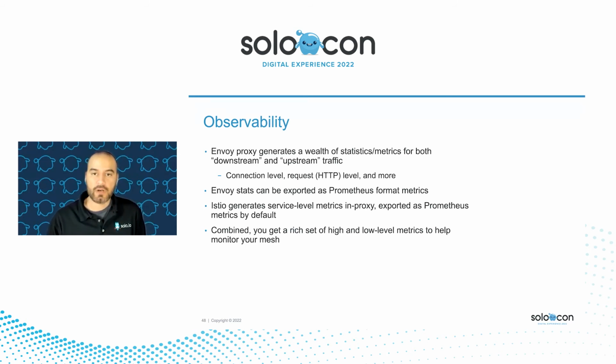The stats in Envoy can be exported as Prometheus metrics, which is becoming pretty much the de facto standard of Kubernetes style monitoring. On top of that, Istio has its own metrics that are generated in the proxy, and that provides service level style metrics. So you can think of what client is talking to what service. You can get metrics for that from Istio, and those are exported as Prometheus metrics by default. When you combine the Envoy metrics and the Istio metrics, you get a really rich set of data to help monitor and understand your mesh.